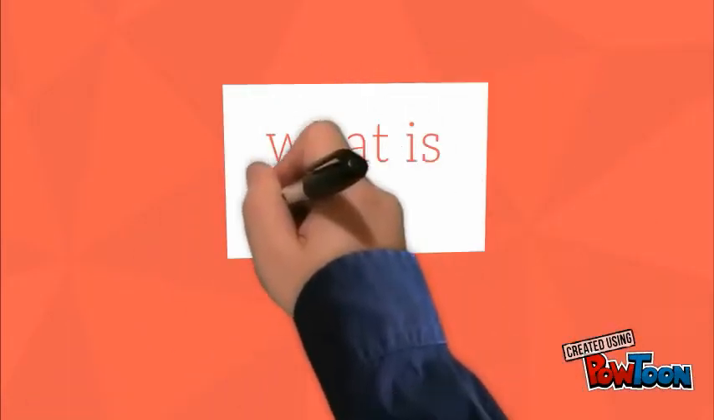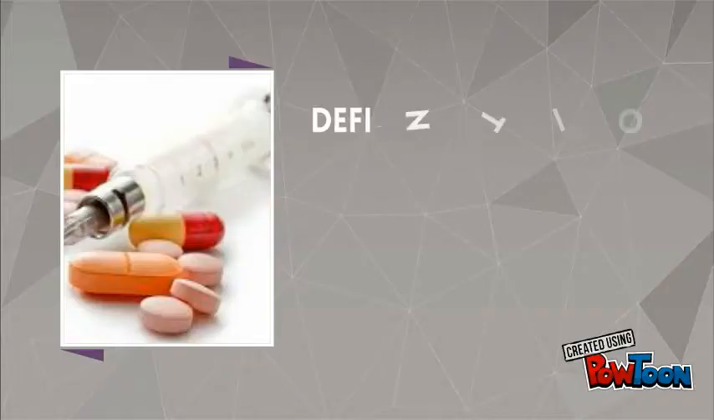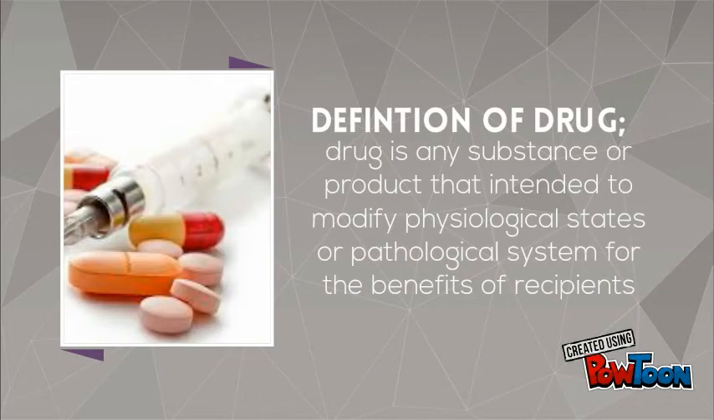What is a drug? Definition of drug: a drug is any substance or product that is intended to modify physiological states or pathological systems for the benefit of recipients.